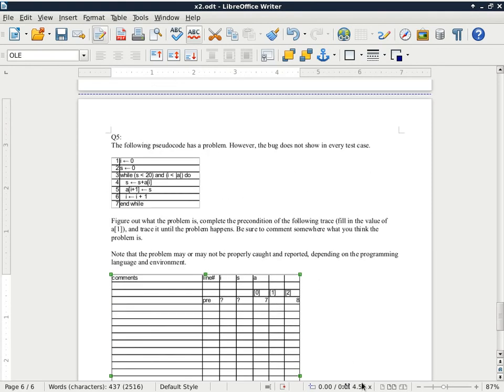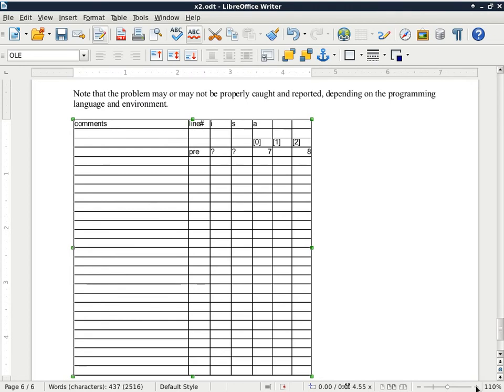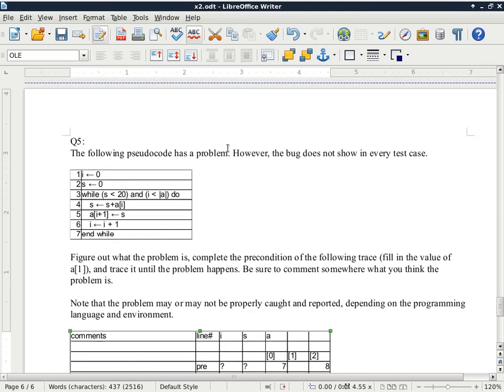The following pseudocode has a problem. However, the bug does not show in every test case. So you can basically make a test case where the problem does not show up at all. Figure out what the problem is. Complete the precondition of the following trace, which means to figure out what is A bracket 1. And it's spelled out here. Fill in the value of A bracket 1 and trace it until the problem happens. Be sure to comment somewhere what you think the problem is.